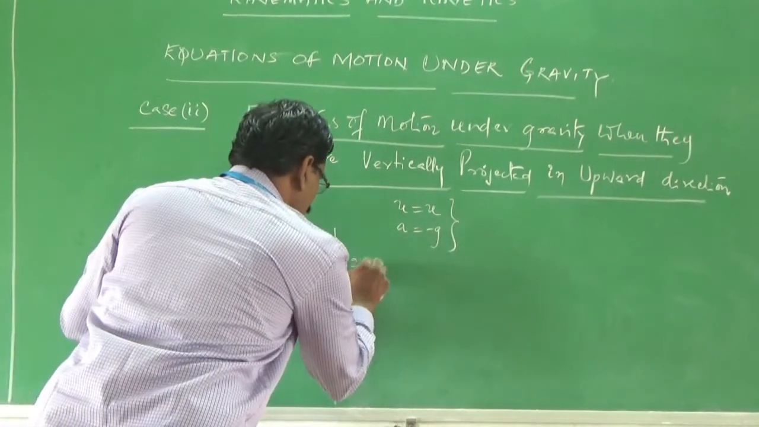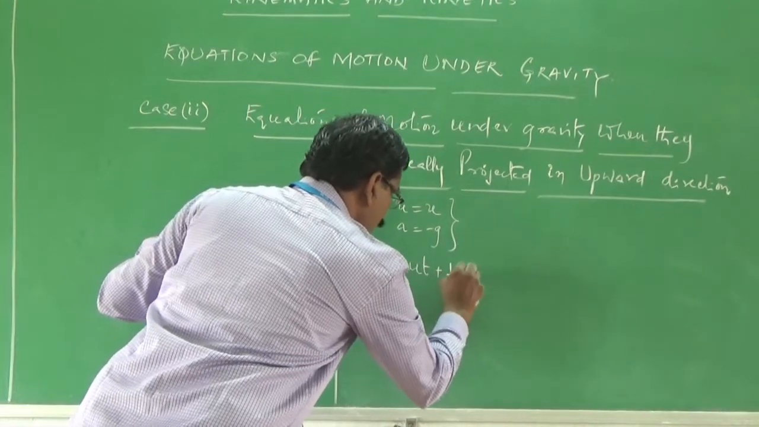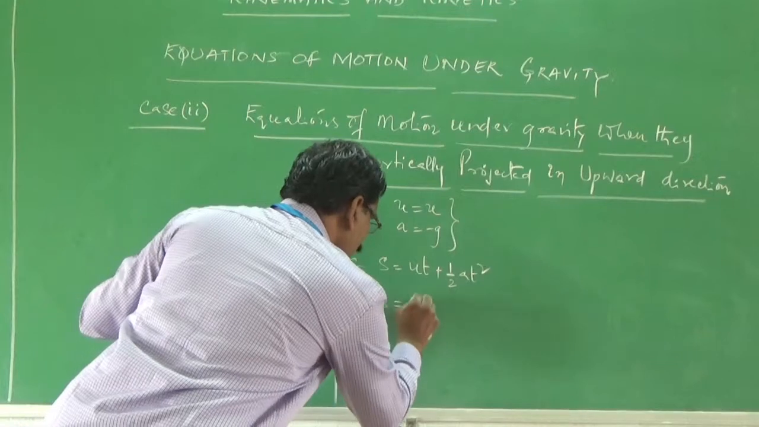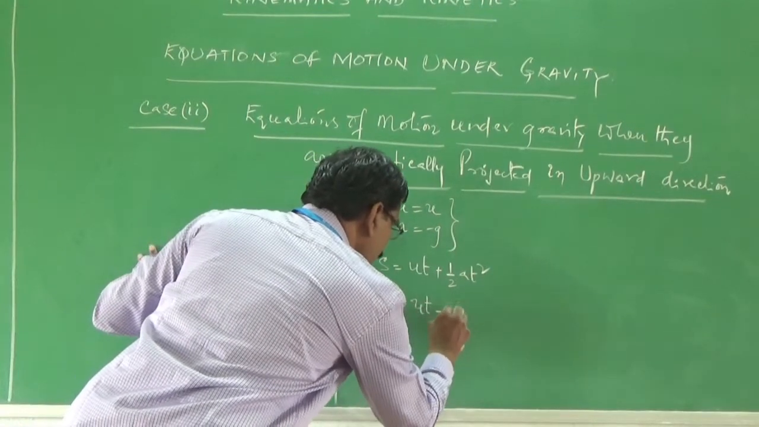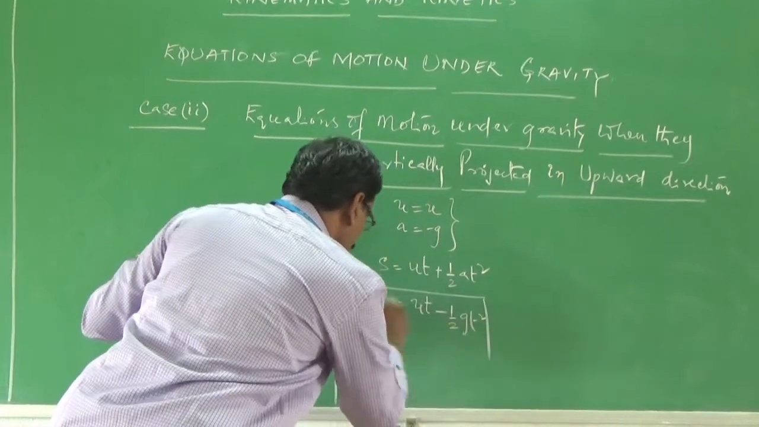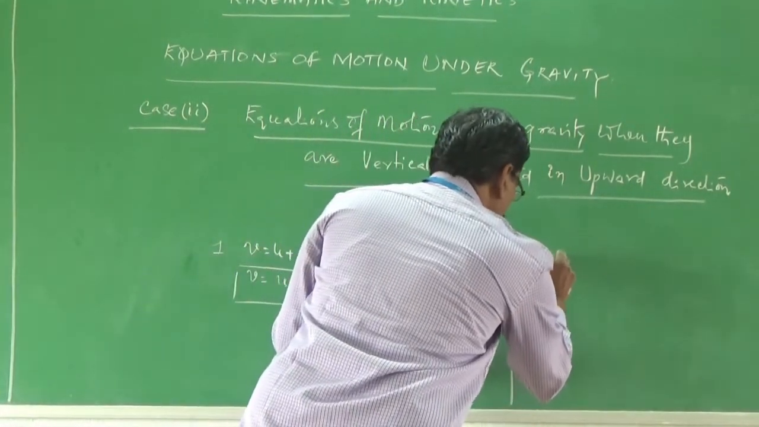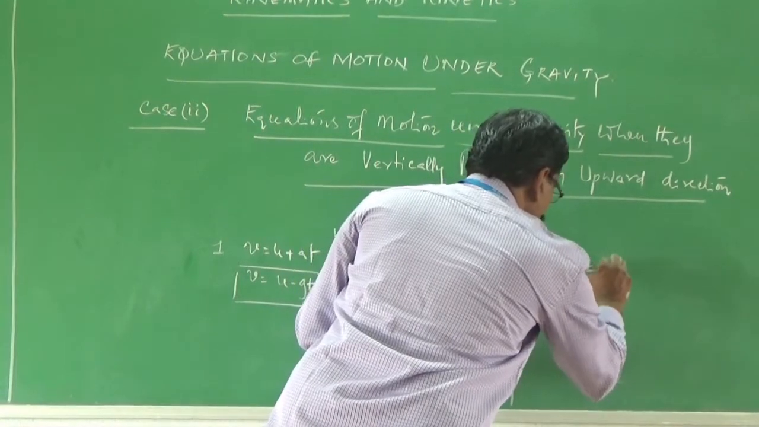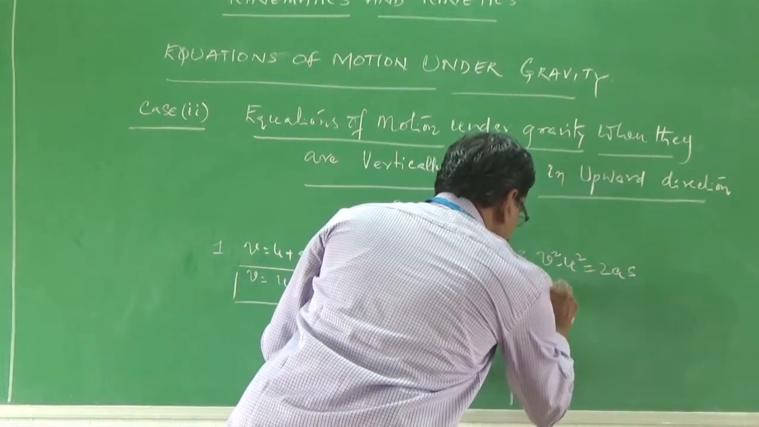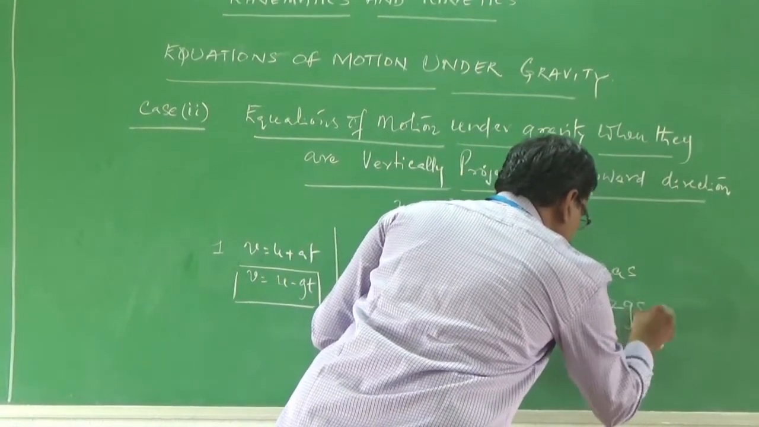The second equation, s is equal to ut plus half at square, changes like this: s is equal to ut minus 1 by 2 gt square. And the third equation, v square minus u square is equal to 2as, is the standard form, and it changes like this: v square minus u square is equal to minus 2gs.